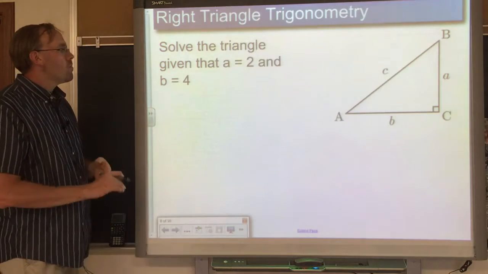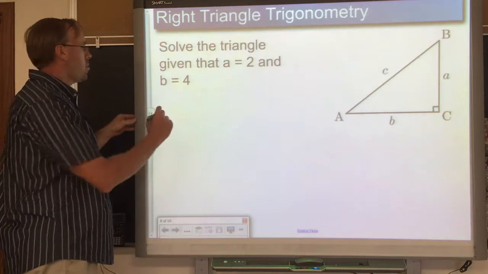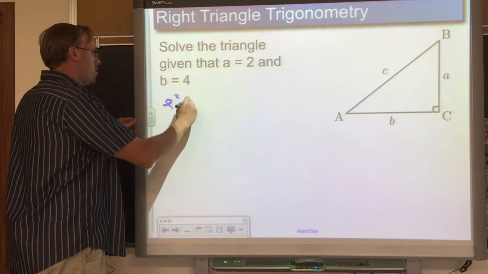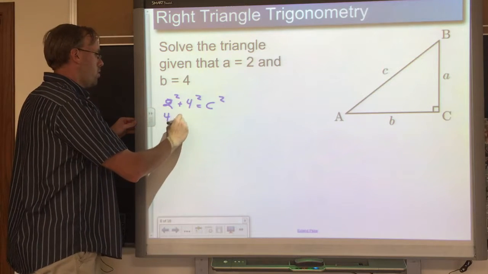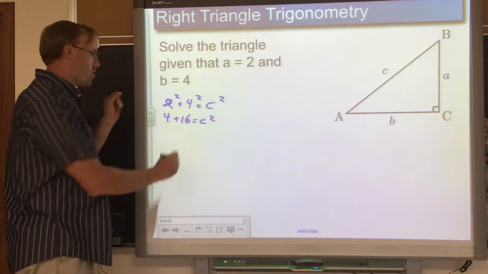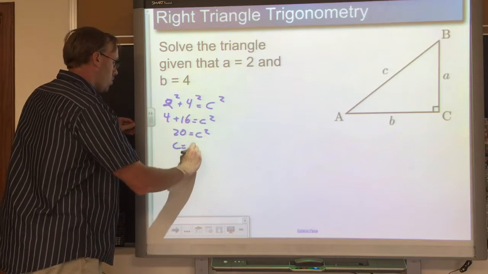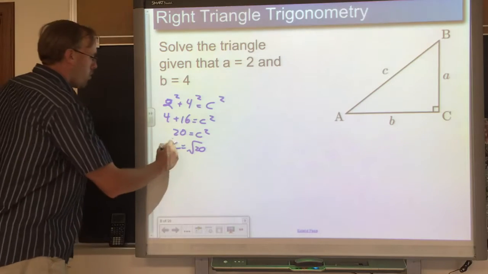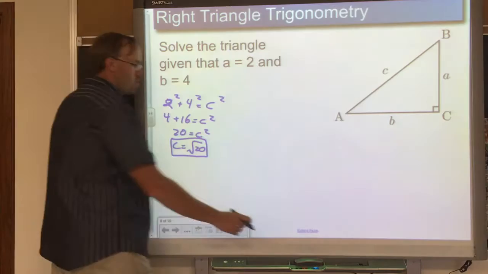All right, one more of these. Here we have two sides, so we can find the hypotenuse. So a squared plus b squared equals c squared. So we have 4 plus 16 equals c squared. 4 plus 16 is 20. So c equals square root of 20. Now we can leave it in this form because we're just going to use that to find the angles.